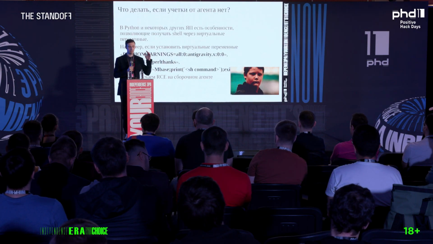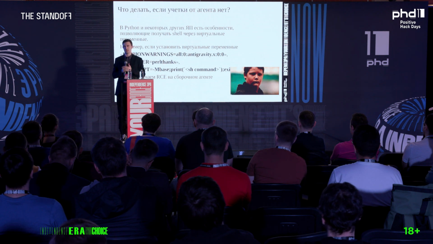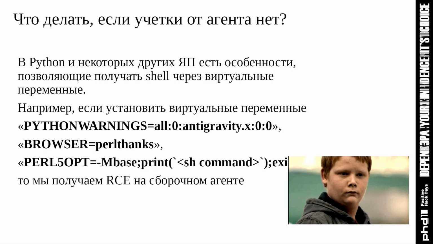Okay, so in the browser we say Perl thanks, and PERL5OPT. This was taken from the exploit of 2016, and there we show the directive mbase sprint. Then we can have some sh command and exit. So this is the payload. The sh command can be anything, like id.